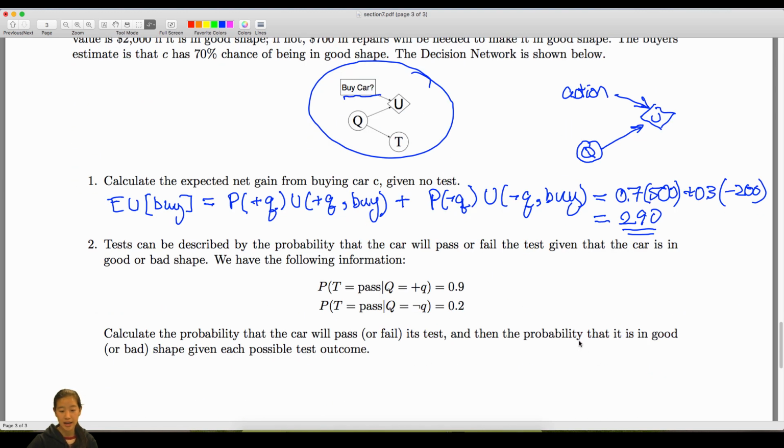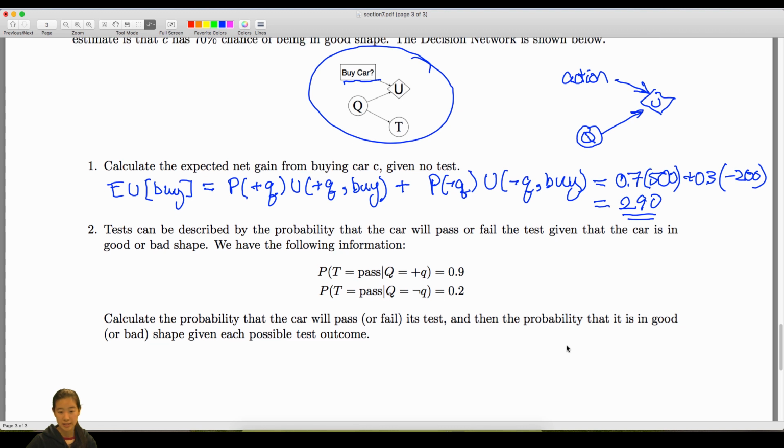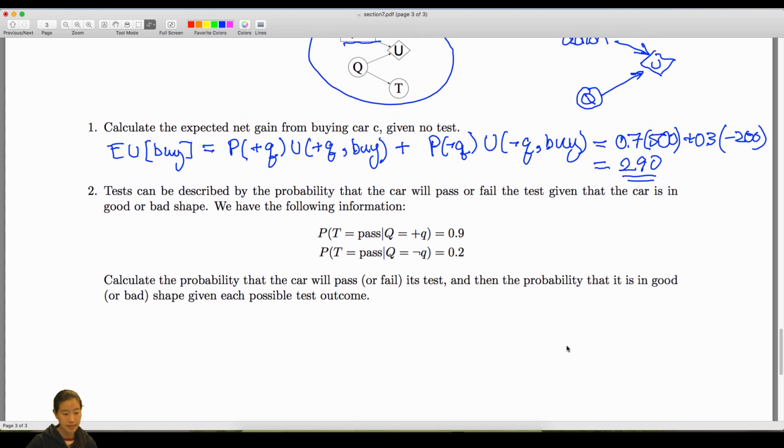Okay, now we're going to look at the idea where all of a sudden we are allowed to make tests. So let's see. They tell us that the probability of a test passing given the quality is going to be these two values. And now they want us to calculate the probability that it is in good or bad shape given each possible test outcome. So the possible test outcomes that we have to take into consideration are it passing or failing, and then we want to calculate the probability that the test passes or the probability that the test fails. So let's just start by calculating the probability that the tests pass.